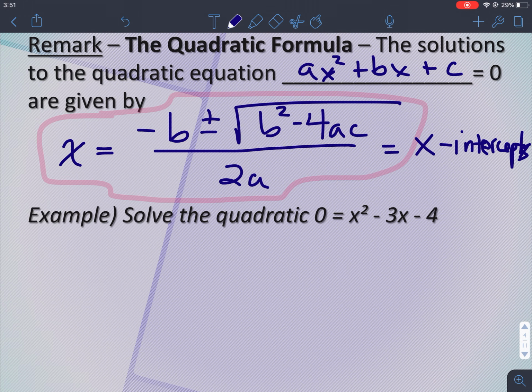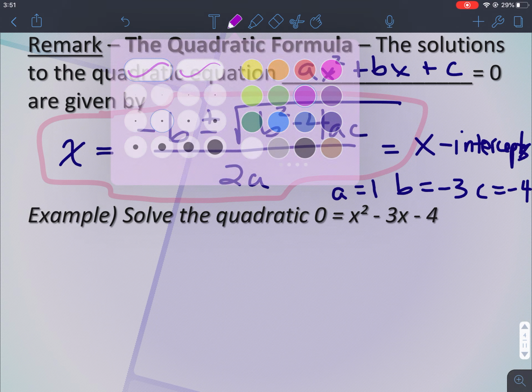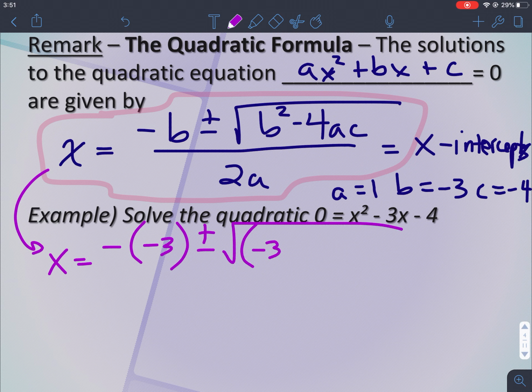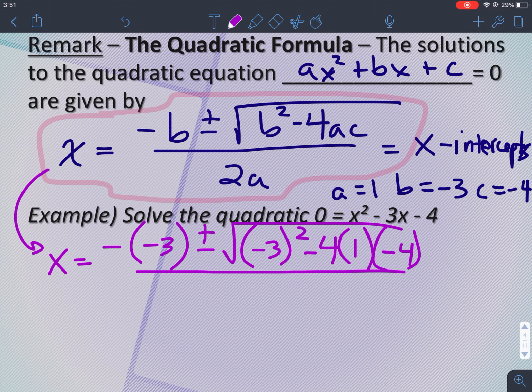So solve the quadratic. 0 equals x squared minus 3x minus 4. I'm going to use the quadratic equation, and I'm going to identify again the a is 1, b is negative 3, and the c is negative 4. And I'm going to plug that into the quadratic formula. Negative 3 plus or minus square root of negative 3 squared minus 4 times a, which is 1, times c, which is negative 4, divided by 2 times 1.